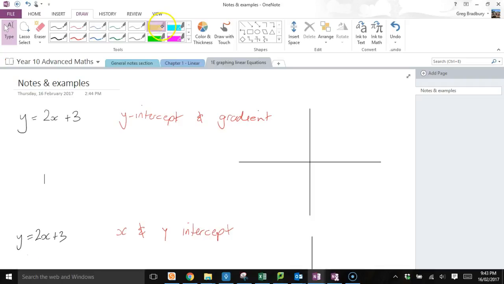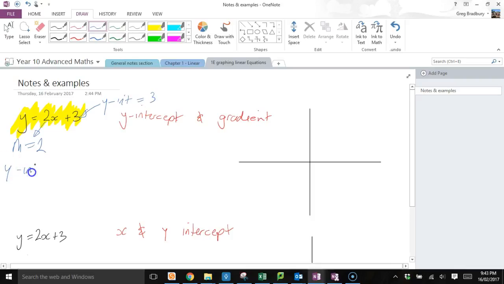So when an equation is in the form y equals something x plus something, you can tell two things straight away. You can tell the gradient, which we give the letter m, so m equals 2, and you can also tell the y-intercept, which is the bit at the end, so we say y-intercept equals 3. I usually start off by putting them down underneath, because that's what we need.